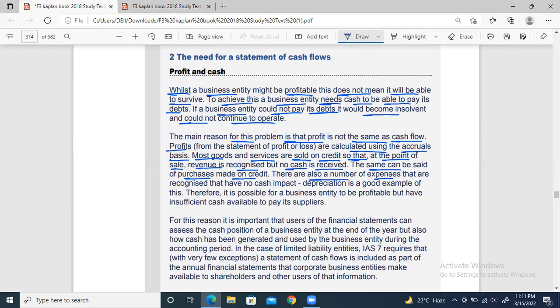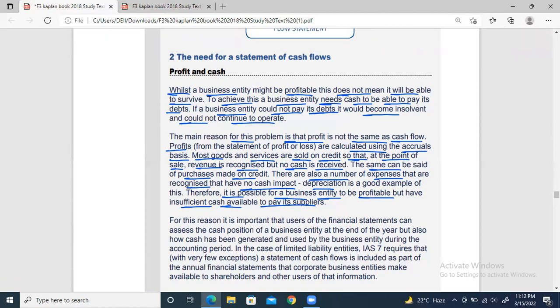There are also a number of expenses that are recognized with a non-cash impact, like depreciation and amortization, the examples I've already given you. Therefore, it is possible for a business entity to be profitable but have insufficient cash available to pay its suppliers. Yes, that is correct. This happens in practical life as well.